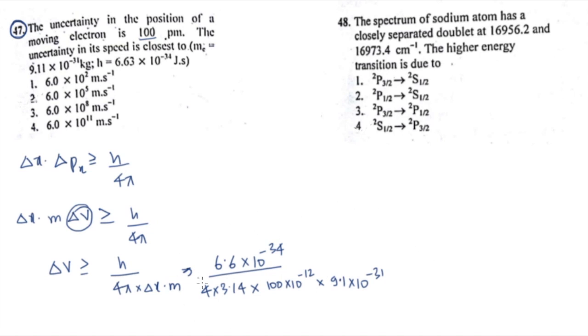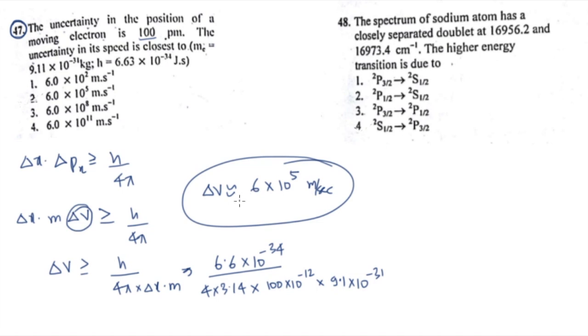When you solve all these things, I'm not going to solve it fully, but you can just solve it out. If you just calculate the powers of 10, the rest of the things you don't have to do, you will get delta v approximately equal to 6 into 10 to the power 5 meter per second. That's what the uncertainty in your speed will be. So your option number 2 becomes the correct choice. That's how it has to be done.